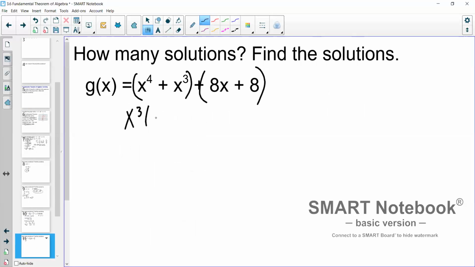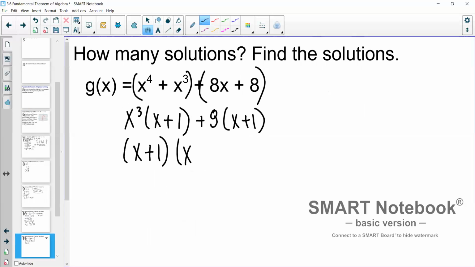We've got x cubed times x plus 1 plus 8 times x plus 1. And then we end up getting our x plus 1 times x cubed plus 8. Now this x plus 1 is factored as much as it can. This x cubed plus 8 is actually a sum of cubes. And so what we want to do is break it down.